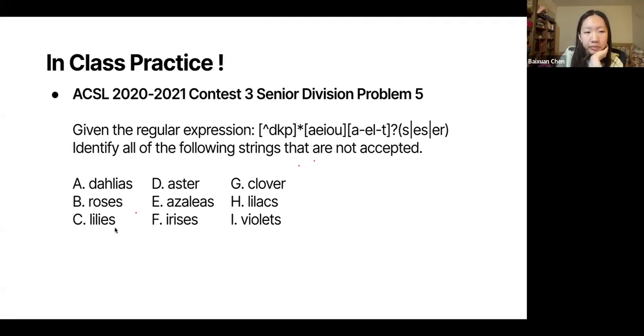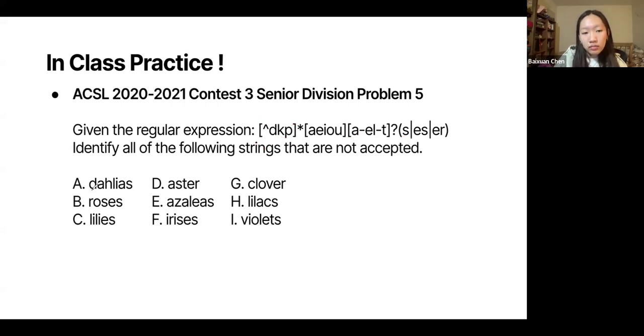So let's try this problem. What this expression means is first we have any number of things that are not G, K, or P. And then we must have a vowel. And then we can have 0 or 1 of something that's in between A to E or L through T. And then we must have either S, ES, or ER. So let's look at the strings and see if they accept the expression.